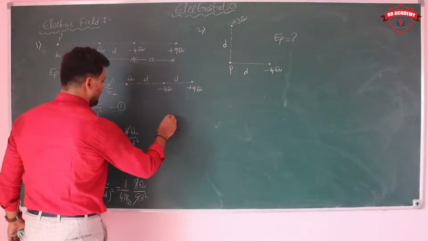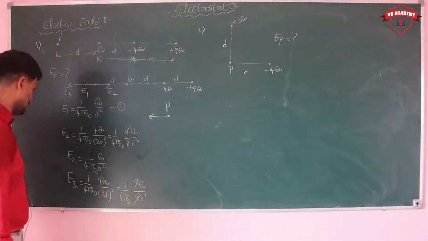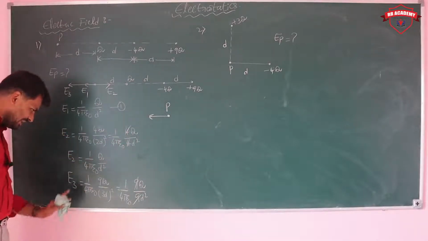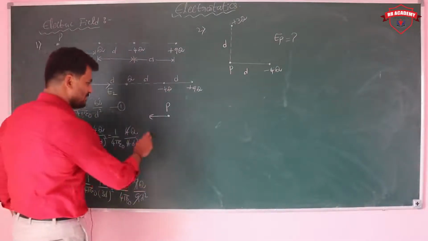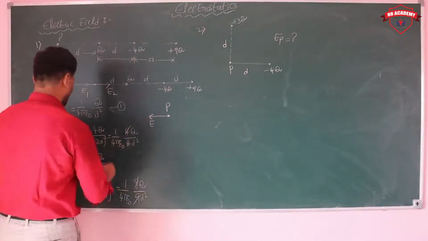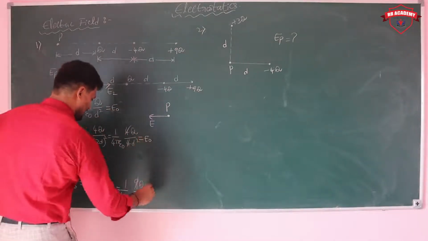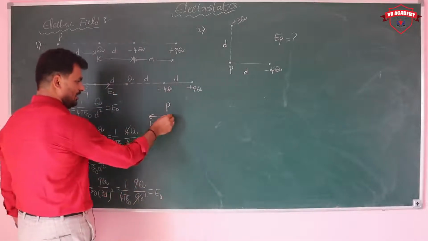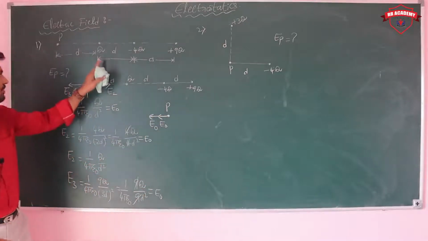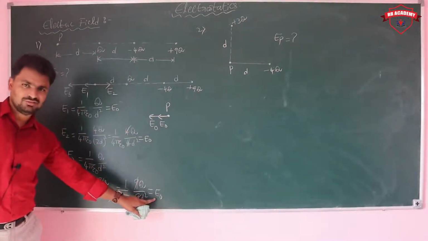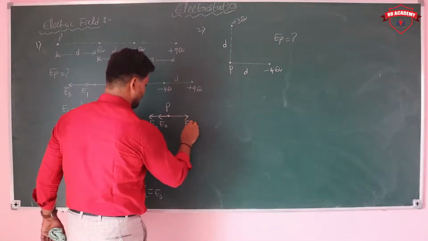Let's see at point P. E1 is acting. E1 is equal to 1 upon 4 pi epsilon naught Q by D square. E2 also 1 upon 4 pi epsilon naught Q by D square. E3 also 1 upon 4 pi epsilon naught Q by D square. So I am taking this as E naught. This is also E naught. This is also E naught. One E naught is acting like this, another E naught is also acting like this. This is due to plus Q. This is due to 9Q. And this is due to minus 4Q.